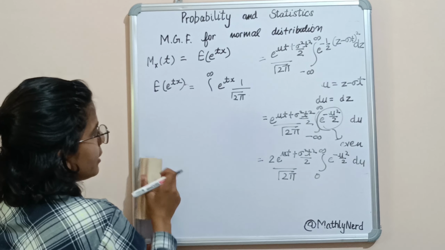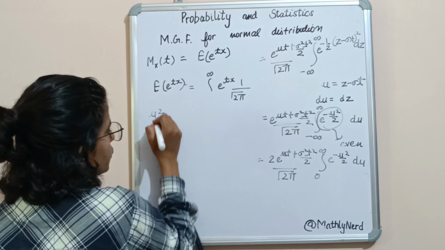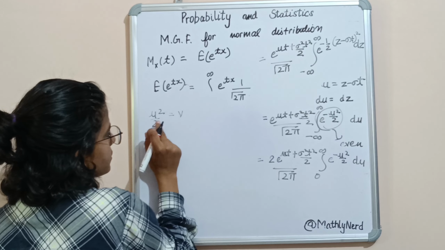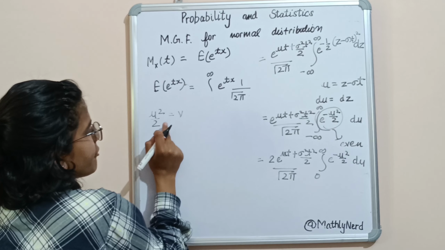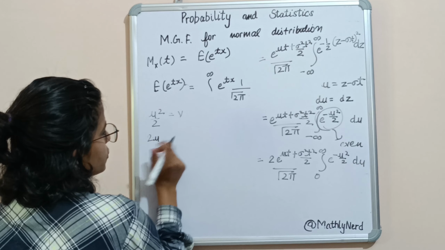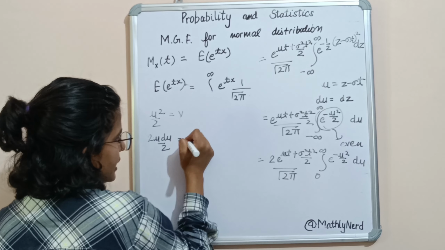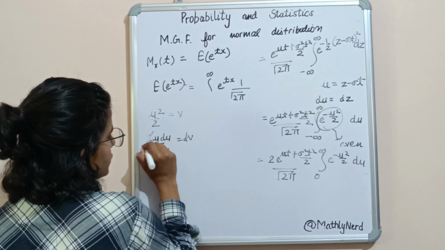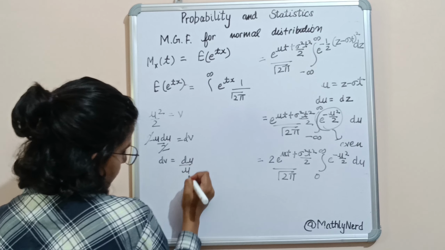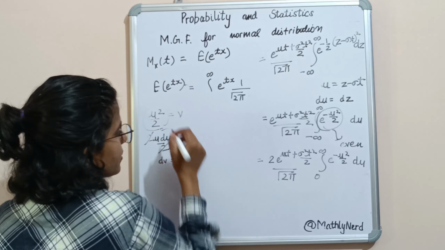Now if we put u square by 2 equal to v, then differentiation of this will be 2u into du divided by 2 equals dv. Now 2 divided by 2, so dv equals u du, so du equals dv by u, and v equals u square by 2.